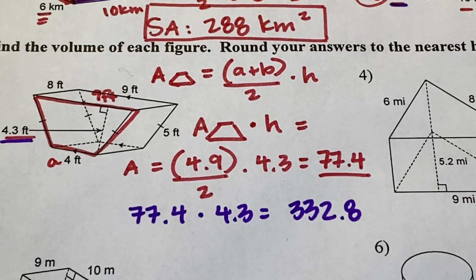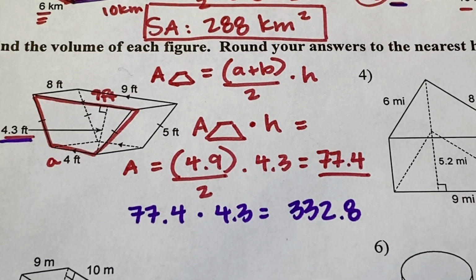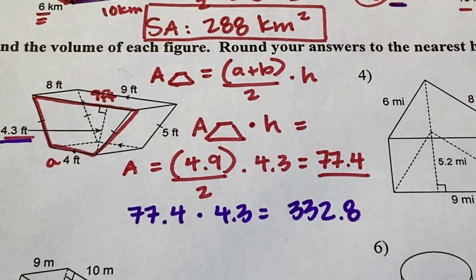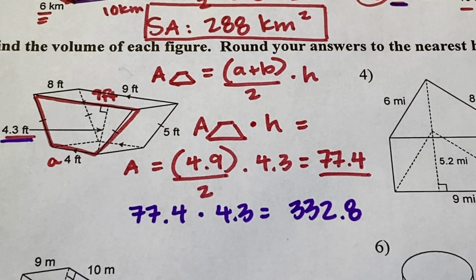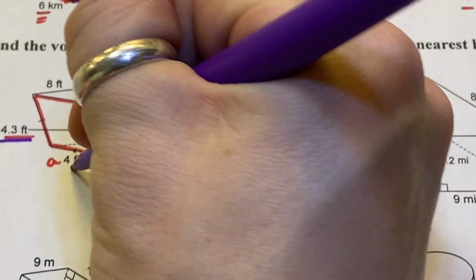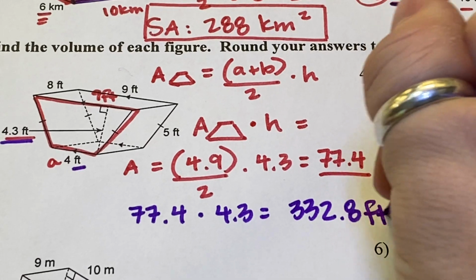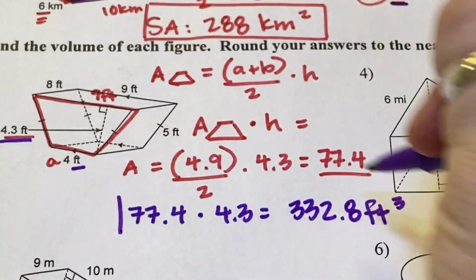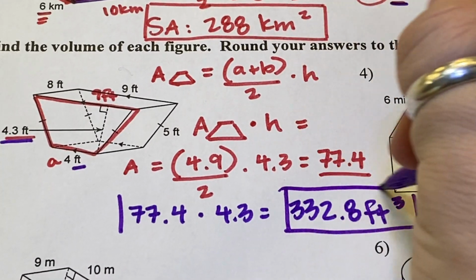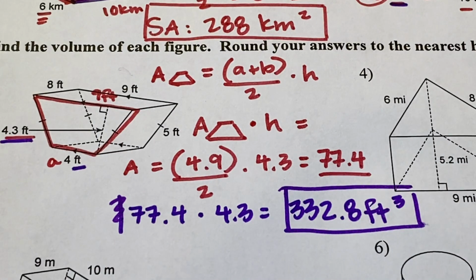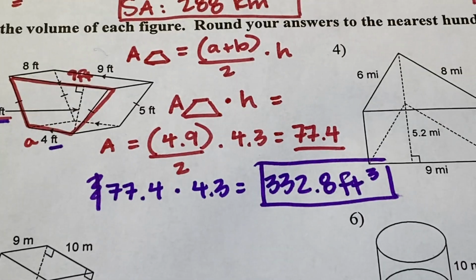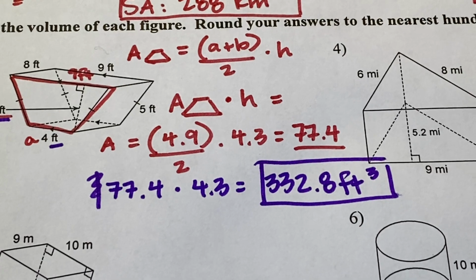We know with area, it's units squared. What about volume? It's not squared anymore. What is it? Feet cubed. Beautiful. So this time it's feet and cubed. Whoops. Cubic feet. Didn't mean to draw that little line there. 332.8 cubic feet.